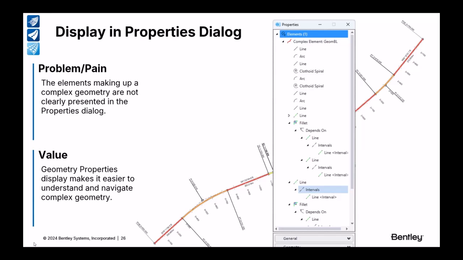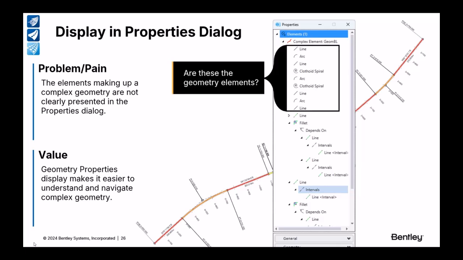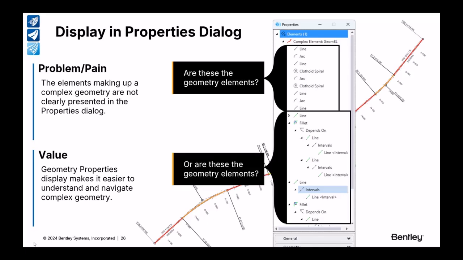So here I've got a fairly simple alignment. It's got 3 curve sets in it and the tangents around it. And in the properties dialog, you see how that is displayed. Now this is all accurate, but it's a little bit confusing to understand. Are these the geometry elements that I'm supposed to be picking in here? Or is it this bit down here that I'm supposed to be picking?